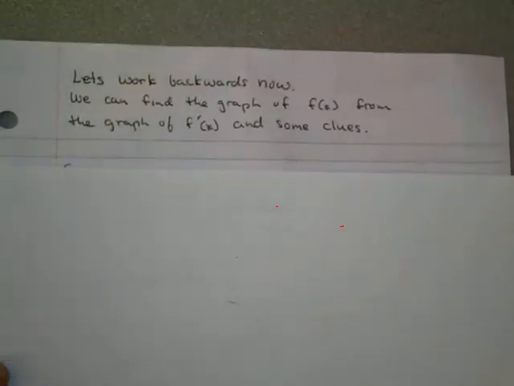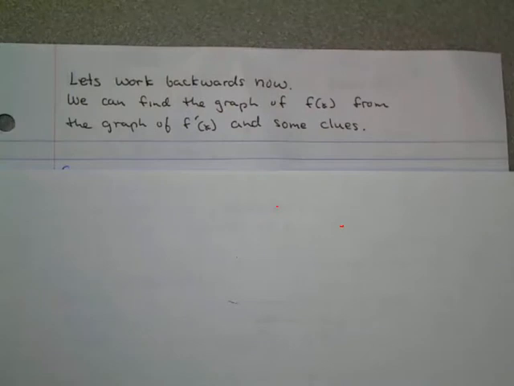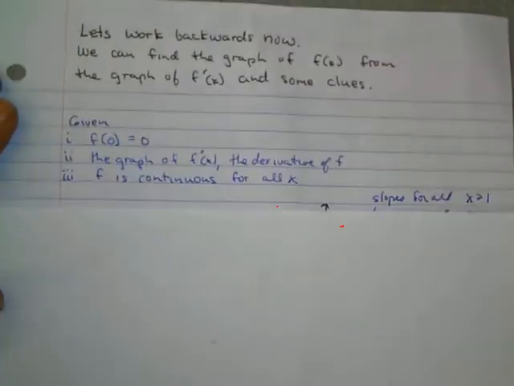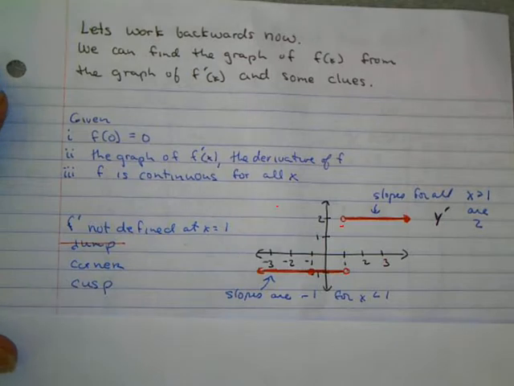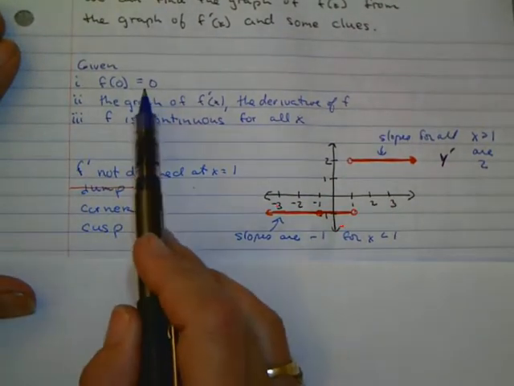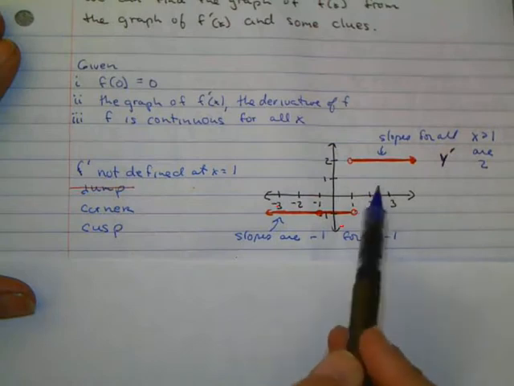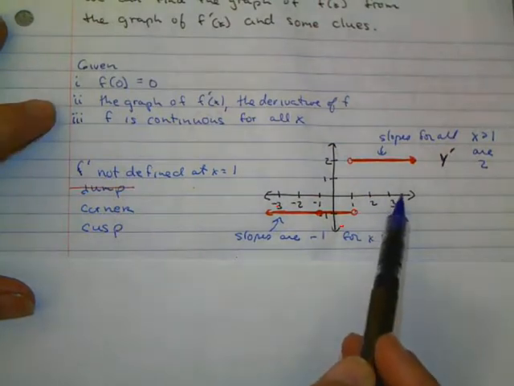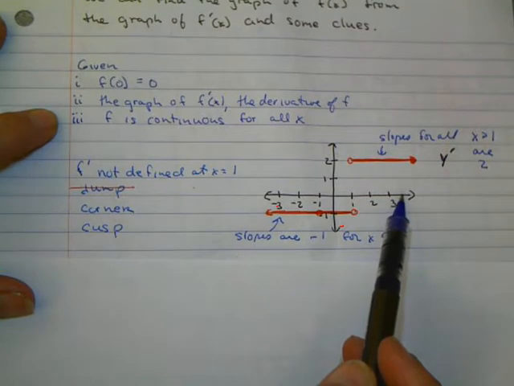Also, we can work backwards. If we know the graph of f prime and have some clues, we can find the graph of f of x. Let's say we're given this scenario. We know f of 0 is 0. We've got this graph over here, which is the graph of f prime, and it's telling us slopes. And we know f is continuous for all x.